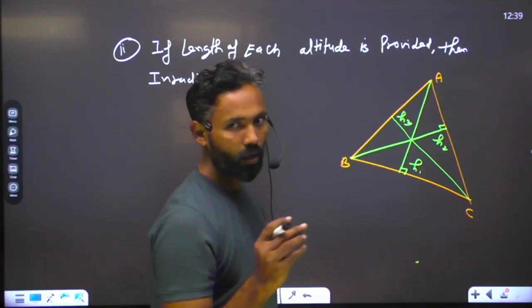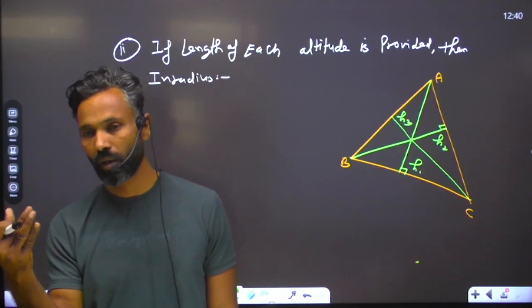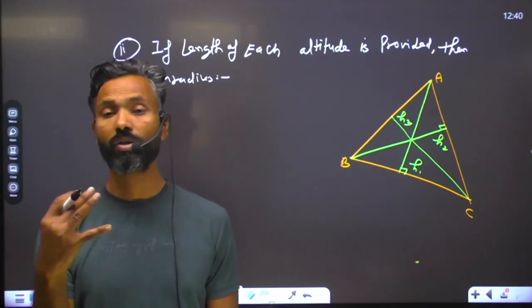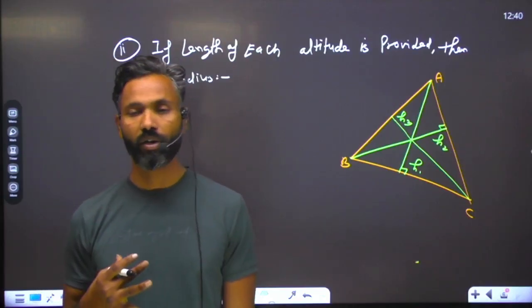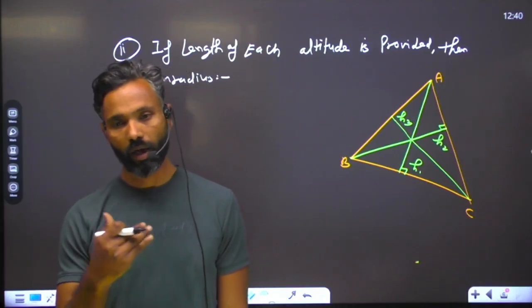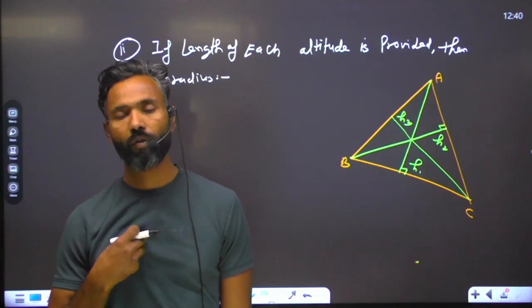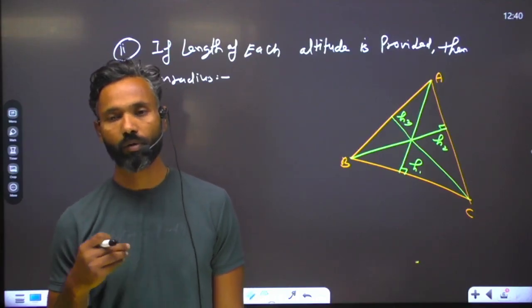Getting me? In questions, many times you will be provided the length of each altitude, and the examiner is directly saying to calculate the inradius of the circle. So firstly we will try to understand the proof, how we can reach there, and then at the last we are going to get the direct formula, and we will use that formula to simplify the questions.